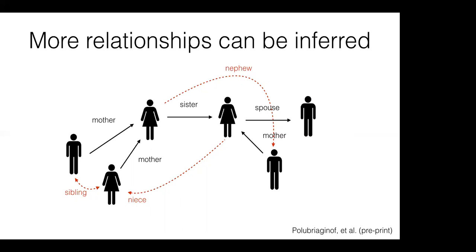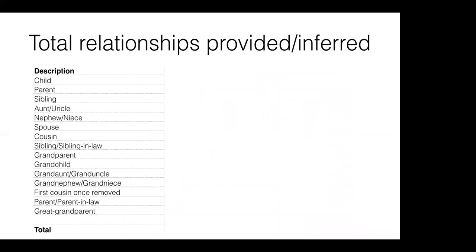And we could go even further. For example, if somebody has his mother as emergency contact and that mother has a spouse, then we can even ask if this is this patient's dad. So you can see that we can infer many more relationships from the ones that were provided as emergency contacts. So that's what we did.